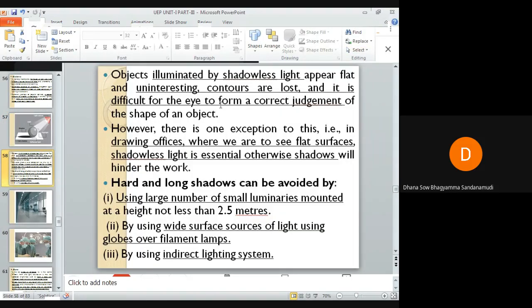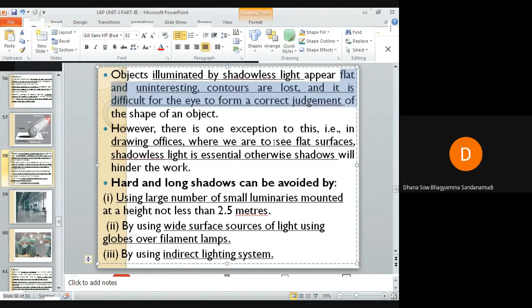Objects illuminated by shadowless light appear flat and uninteresting. Based on the analysis, what people have observed is that if the object is shadowless, then it will appear flat and uninteresting. Contours are lost, meaning their boundaries are lost, and it is difficult for the eye to form a correct judgment of the shape of the object. So engineers have found that we can't identify the proper shape of an object if shadows are not there.